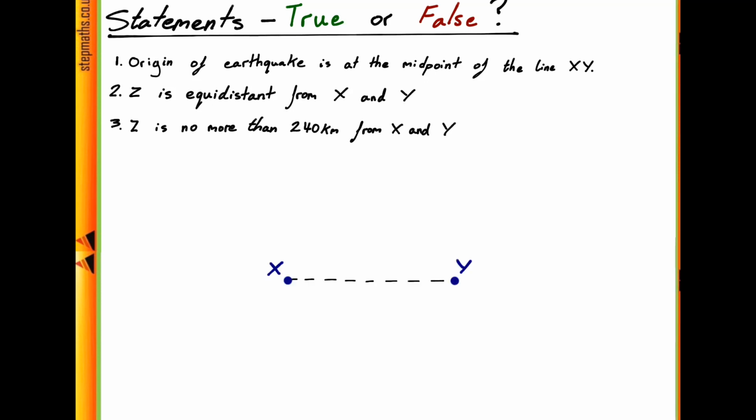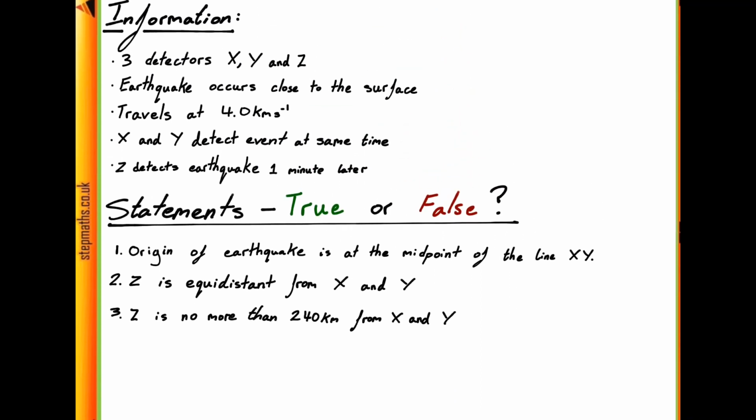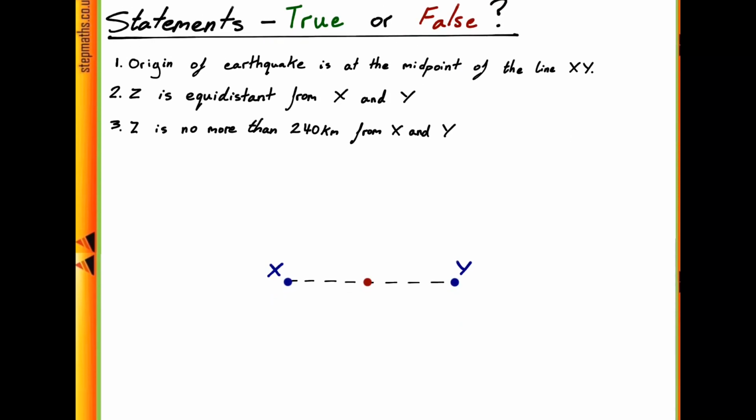First of all, let's draw a diagram of X and Y, and let's imagine our earthquake occurring at the midpoint between the two points. Doing this would satisfy our first condition, that X and Y would detect the event at the same time. But there are also other positions of our earthquake which could satisfy the condition. For example, if we moved the earthquake to occur on the bisector between X and Y, such as up here, it's still equidistant from both X and Y, so the detectors both detect the earthquake at the same time, but it's not at the midpoint of the two. Therefore, statement 1 is going to be false.